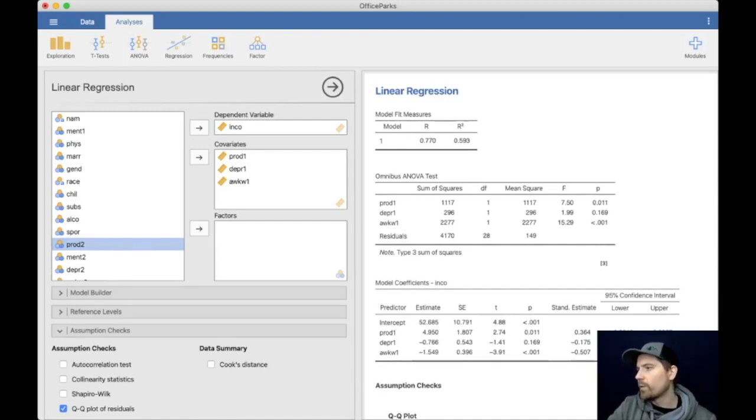Here we have our R squared. That's telling us productivity, depression, and awkwardness all together explain about 60% of the variability in our outcome. We come down to the omnibus ANOVA test. This is telling us that productivity significantly predicts the outcome, depression does not, and awkwardness does.